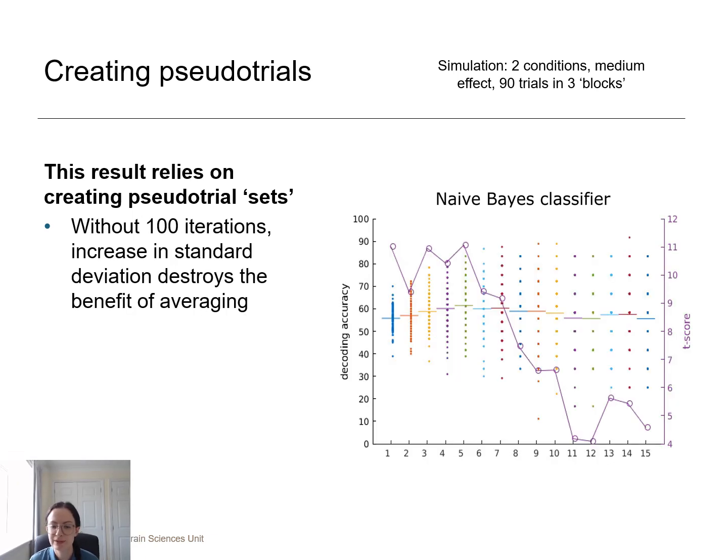And just to show you what this would look like if we didn't do that, on a slightly smaller simulation, you can see here that as you start to increase the number of trials per average, there's only a set number of results or decoding accuracies that you can have, and really there's no benefit to averaging anymore. Your t-score just dramatically drops off. So just bear in mind that this result is based on the premise of randomly allocating trials to pseudotrials over 100 iterations in this case.